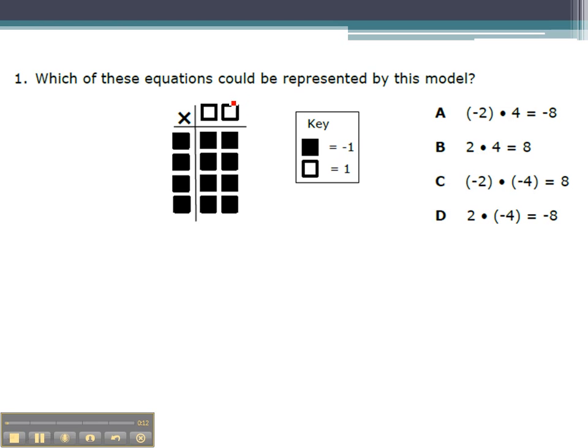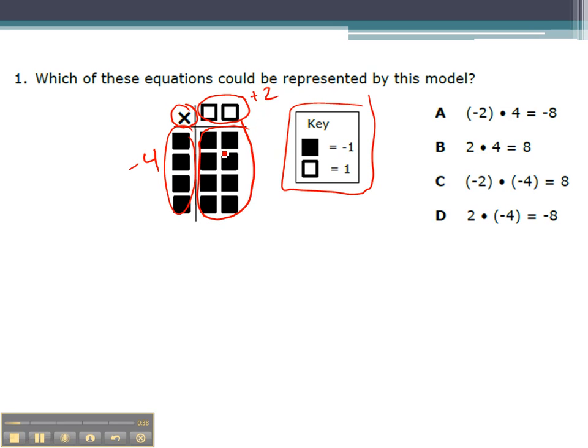So the most important thing on a model like this is if you have a key, you have to pay close attention to the key. So the key tells us that the black squares equal -1, the white squares equal +1, and we have a multiplication model here. So these 2 white squares represent +2, and these 4 black squares represent -4, and the product is represented on the inside.